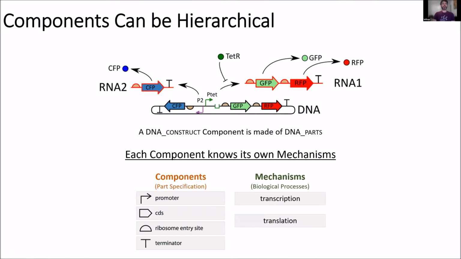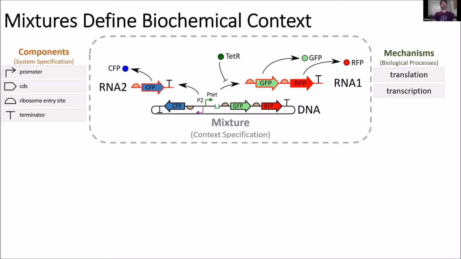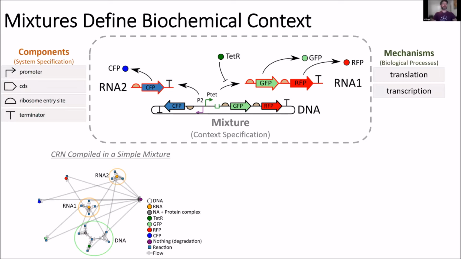And what Biocompiler does is it will enumerate a CRN for this model. It does that by putting it in a defined context, and that context gives you the mechanisms that are going to be used for all of these processes. So we start with all of these components, and we put them in a mixture, which is our context specification. And then we compile that in a simple context. Here we have a simple model where there's no machinery, no ribosomes, no polymerases, but we still have transcription and translation. You can see these are the different DNA states we have that become RNAs and some proteins.